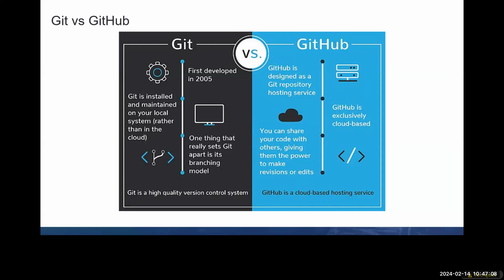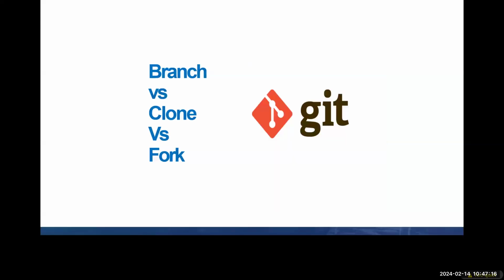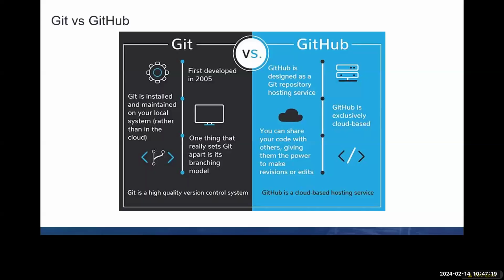Now, GitHub. GitHub is designed as a Git repository hosting service. Like we said, we can store our Git repository in GitHub. You can share your code with others, giving them the power to make revisions or edits. So here you are working on a cloud and it is shared between teams or people. GitHub is exclusively cloud-based. It's online. So GitHub is a cloud-based hosting service. However, Git is installed and maintained on your local system. So this is the major difference between Git and GitHub.